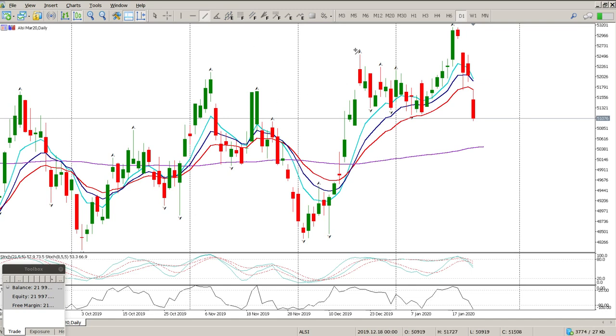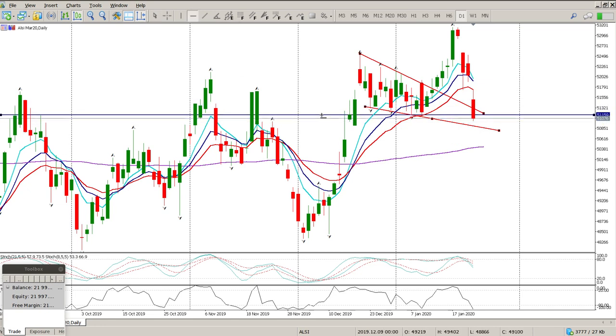So a couple of things here. The first thing is there's our flag breakout, and we didn't really find any support here. We broke straight back into the flag, so we're back in the flag. Now that brings a whole different spin to this at the moment, because we've also broken through this level.